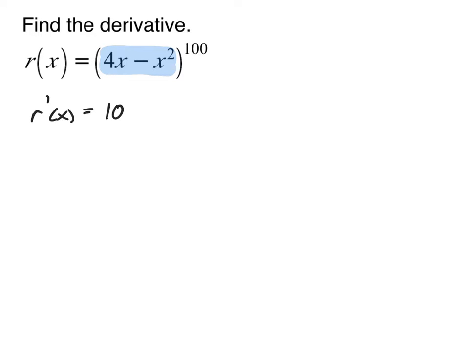So we're going to go 100 times that same something to the 99th power. And then I just plug that inner function in, so 4x minus x squared, and then I multiply that by the derivative of the inner function, which is going to be 4 minus x. Oops, minus 2x, sorry, forgot about the 2. There we go. And that's it. Yes, we could clean it up. I'm not going to really worry about it too much in this case, but that's all we got to do.